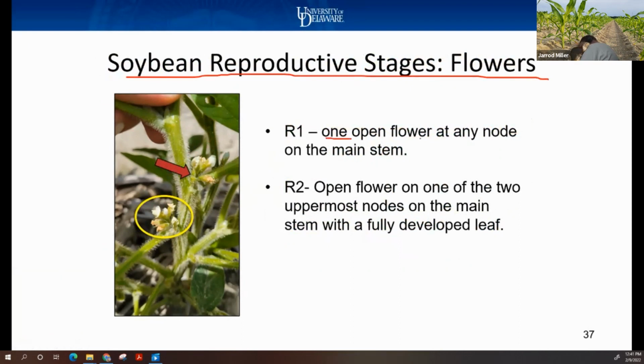R1's easy. One open flower at any node on the main stem. Man, it's easy. You just go out there and you look and you'll see a tiny flower and you're like, all right, I'm at R1.